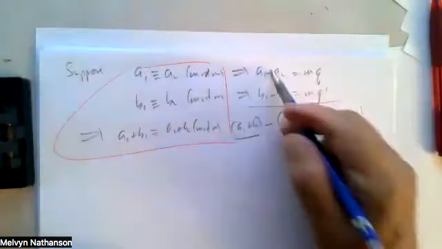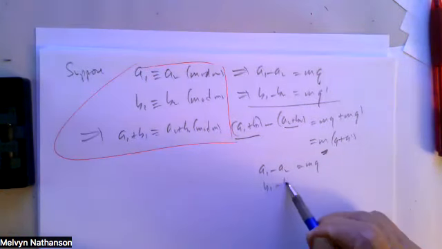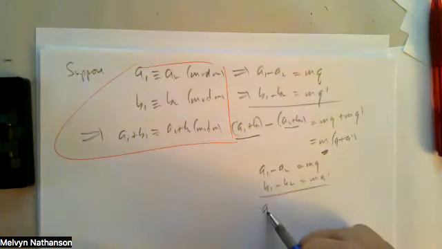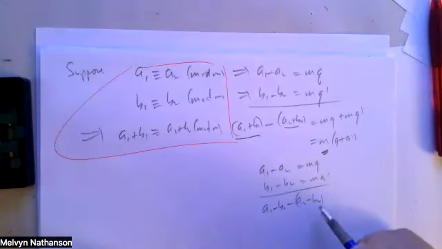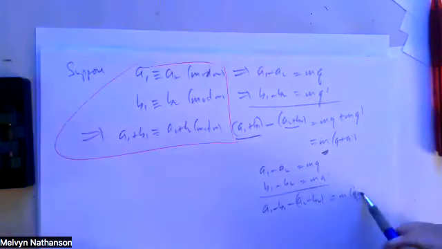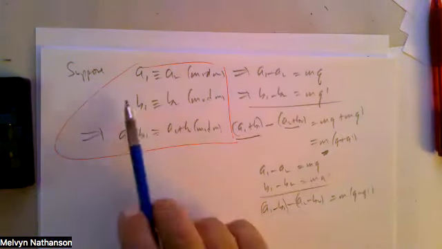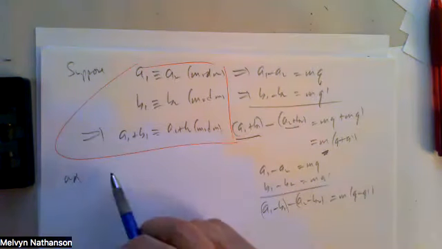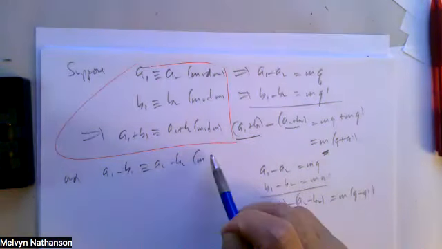And similarly, from these two equations, A1 minus A2 equals mq, B1 minus B2 equals mq prime. If I subtract, I get A1 minus B1 minus (A2 minus B2) is m times (q minus q prime). So I can subtract congruences. If A1 is congruent to A2 and B1 is congruent to B2, then A1 minus B1 is congruent to A2 minus B2 mod m.